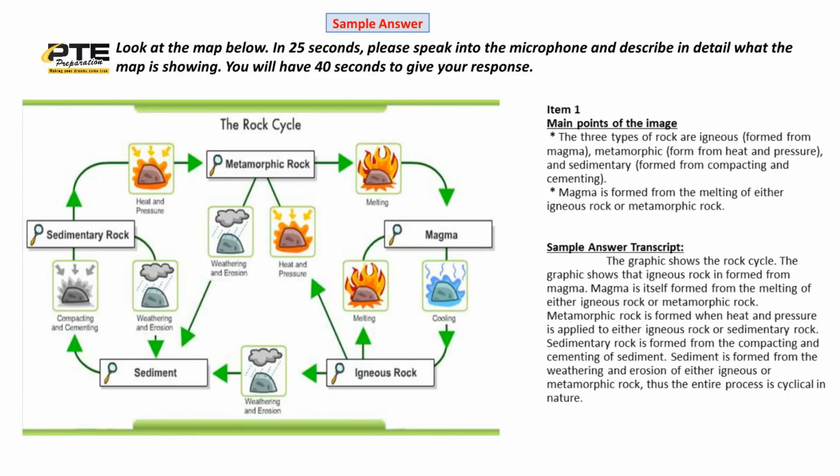The given image provides us with a comprehensive overview of the rock cycle. The graphic shows that igneous rock is formed from magma. If you follow the image closely, you can observe that magma is itself formed from the melting of either igneous rock or metamorphic rock. Metamorphic rock is formed when heat and pressure is applied to either igneous rock or sedimentary rock. Sedimentary rock is formed from the compacting and cementing of sediment. Sediment is formed from the weathering and erosion of either igneous or metamorphic rock. Thus, the entire process is cyclical in nature.